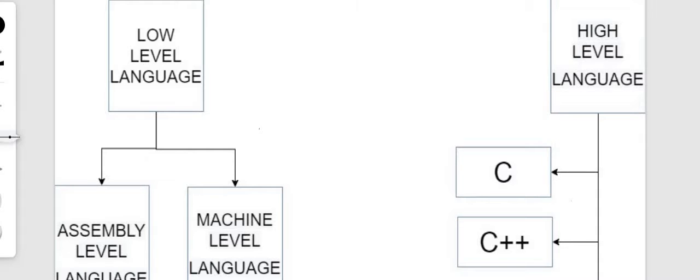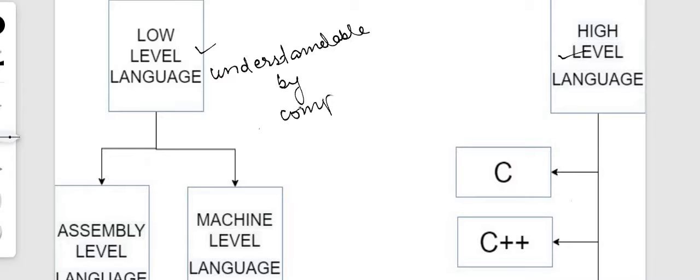So this is a continuation of the earlier video. There we had reached the point where we were able to distinguish that there are two types of computer languages. One is low level and the other one is high level languages. So low level language is basically understandable by the computer. Okay, so we are going to talk about another two languages, machine level language and assembly level language. What are their advantages, disadvantages, and what actually they are.